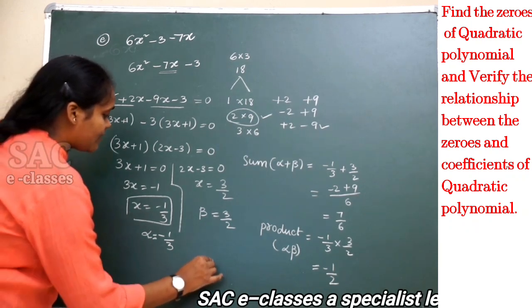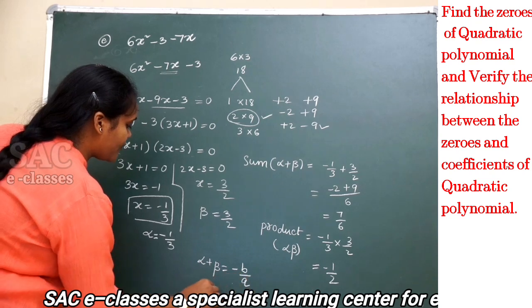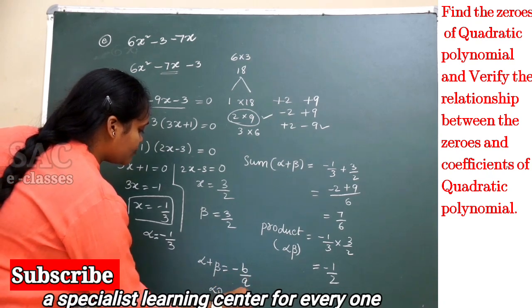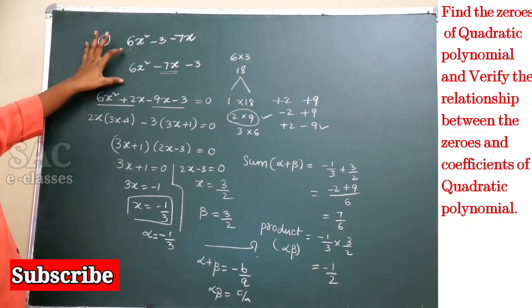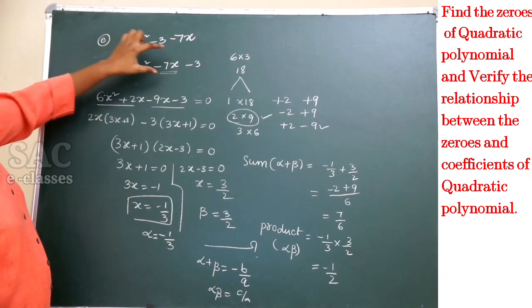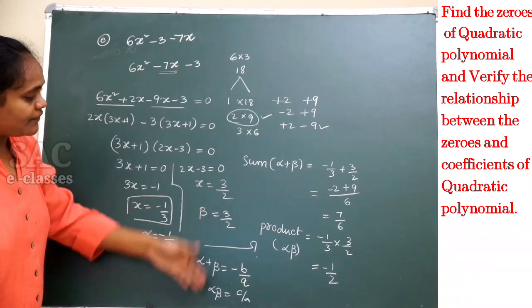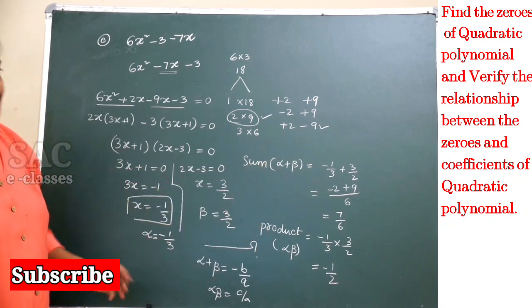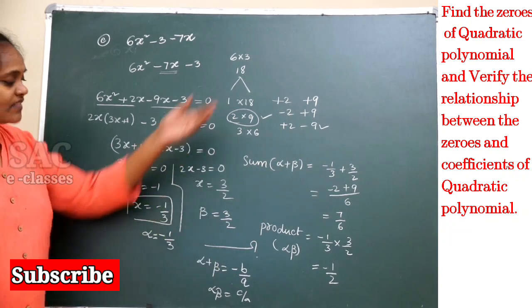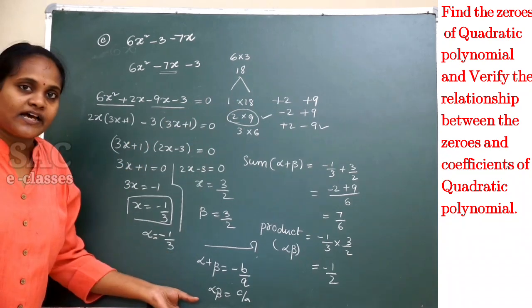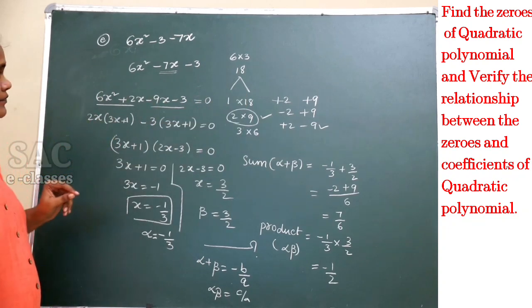So we know that alpha plus beta is equal to minus b by a, and alpha into beta is c by a. As usual, you will compare here and you will get the x square coefficient as a, x coefficient as b and constant term as c. You will verify that. Obviously, you will get the same answer as sum is 7 by 6 and product is minus 1 by 2. Then we can conclude that we have verified the relationship.